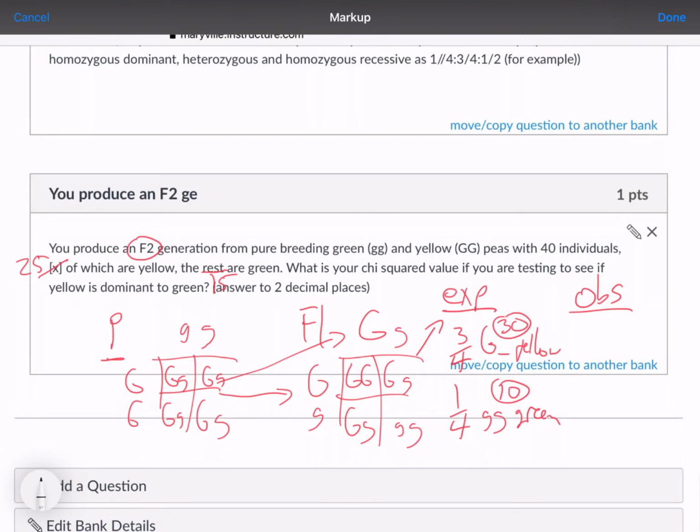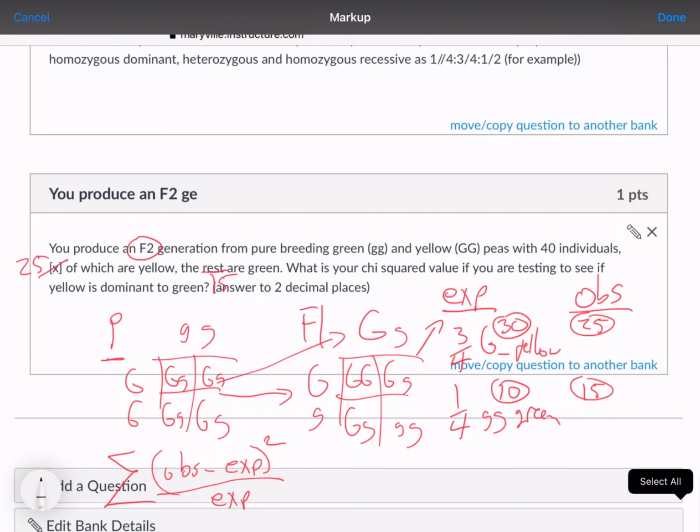Now we'll say that our observations in this case are that we have 25 yellow and 15 green. And we need to know if our expectation is different from our observation. So if 3/4 should be yellow and 1/4 should be green, then 30 should be yellow and 10 should be green. So that means that our standard formula for calculating chi-squared, which is observed minus expected squared over expected, summed across all classes, means that we're going to have 30 minus 25 equals 5. 5 squared divided by 30, and 5 squared divided by 10.